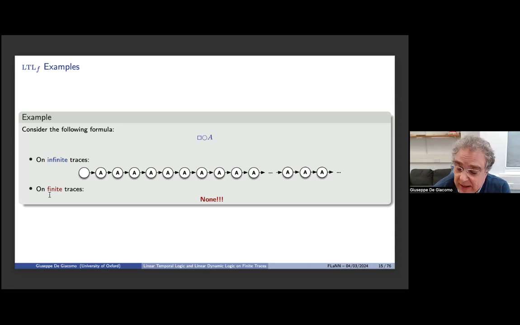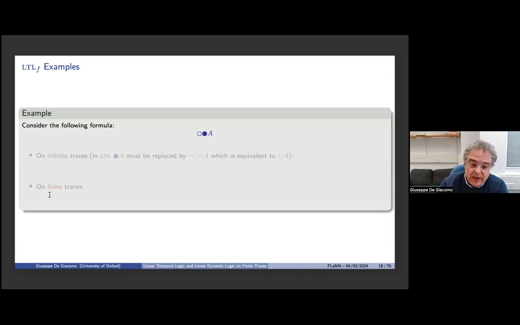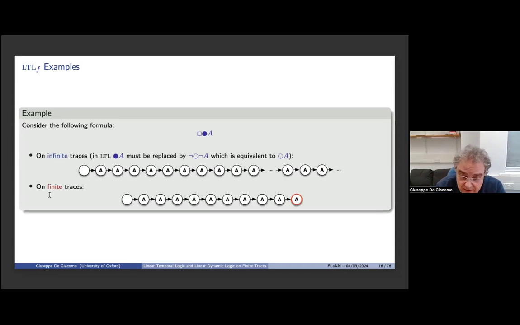Okay, a next instance cannot exist. So one has to be very careful in choosing the right next. To understand, always ask yourself: do I want to assert the existence of the next instant, or do I just want that if the next instant exists, something is true on it? While in infinite cases you wouldn't care about this aspect, here you really care about it. For example, if you want to say always next A, in finite traces you should use weak next.